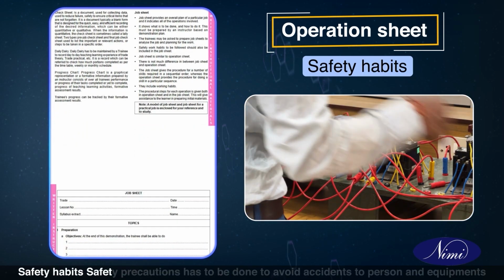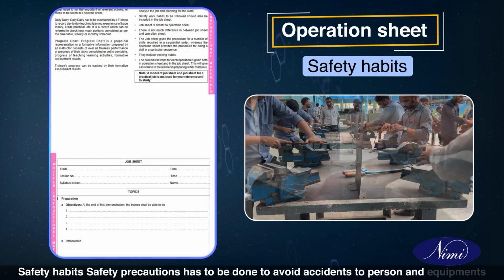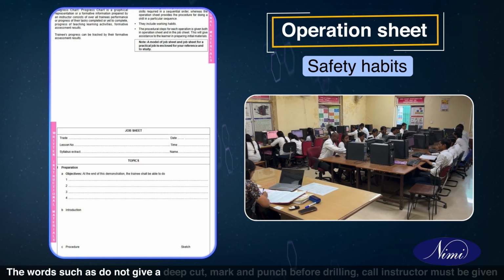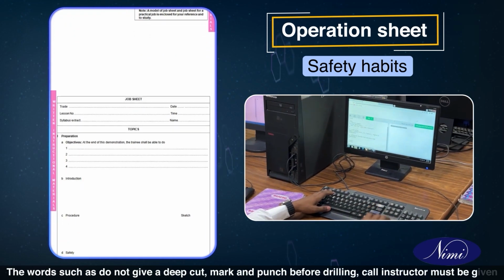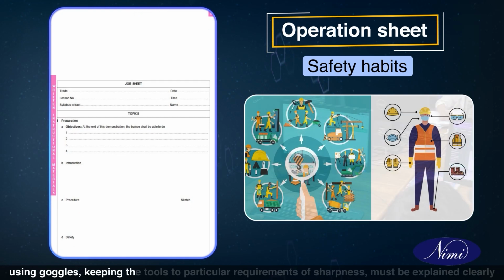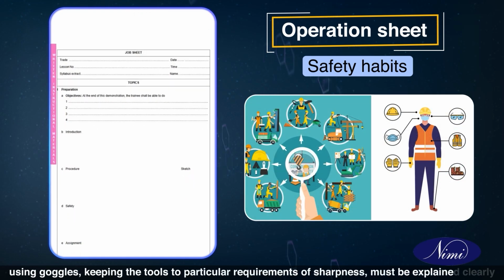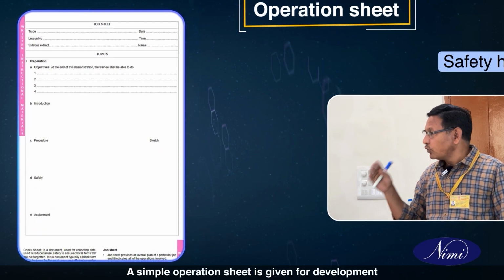Safety habits. Safety precautions have to be taken to avoid accidents to persons and equipment. Words such as do not give a deep cut, mark and punch before drilling, call instructor must be given. Using goggles and keeping the tools to particular requirements of sharpness must be explained clearly. A simple operation sheet is given for development.